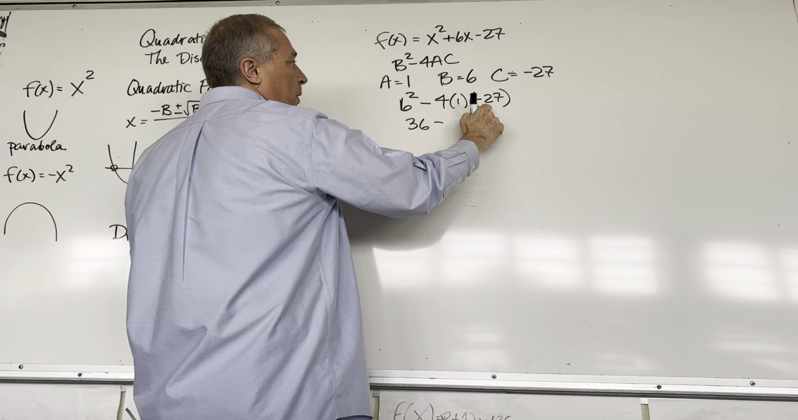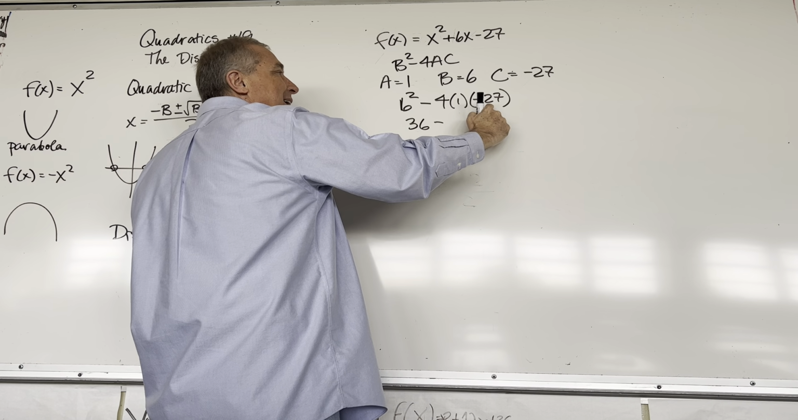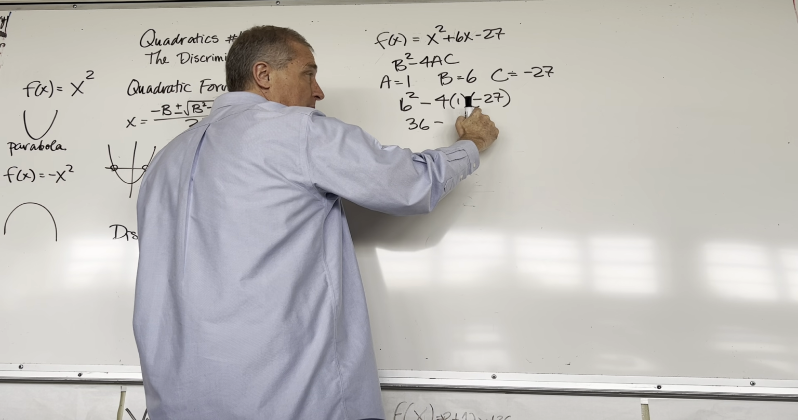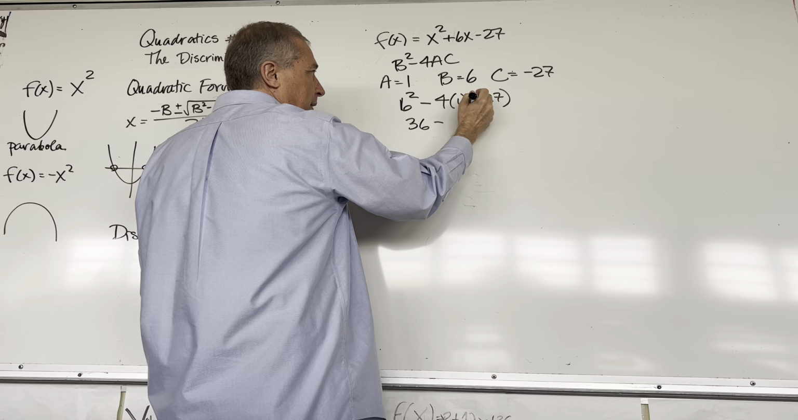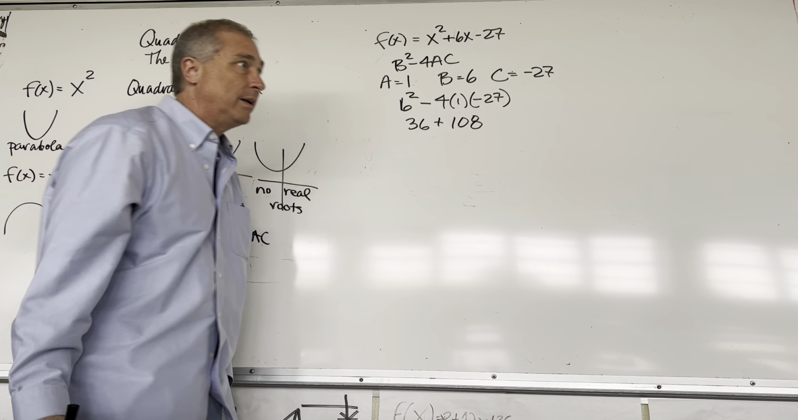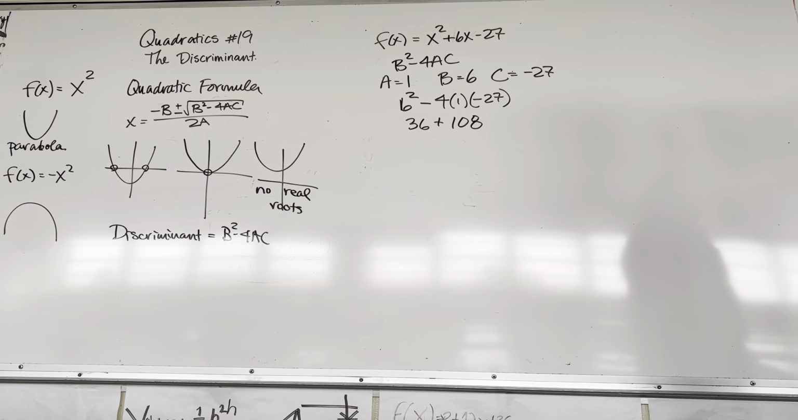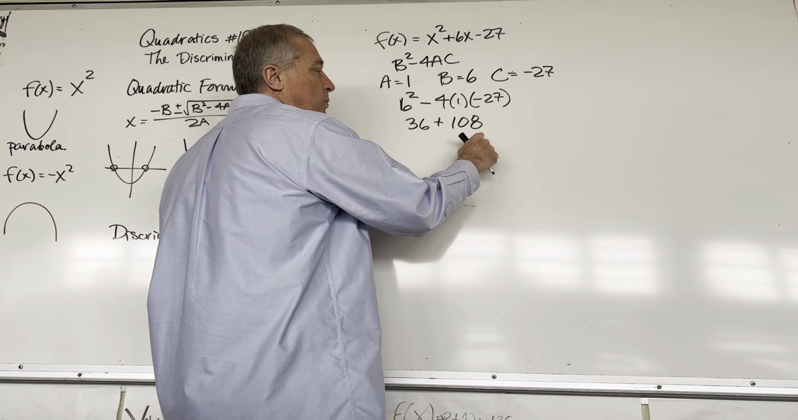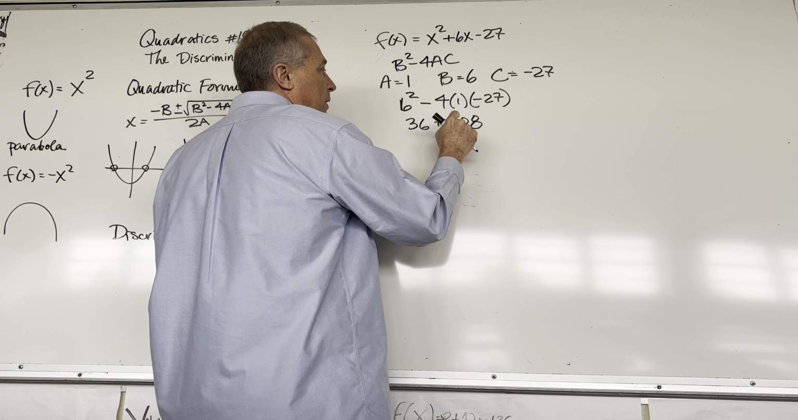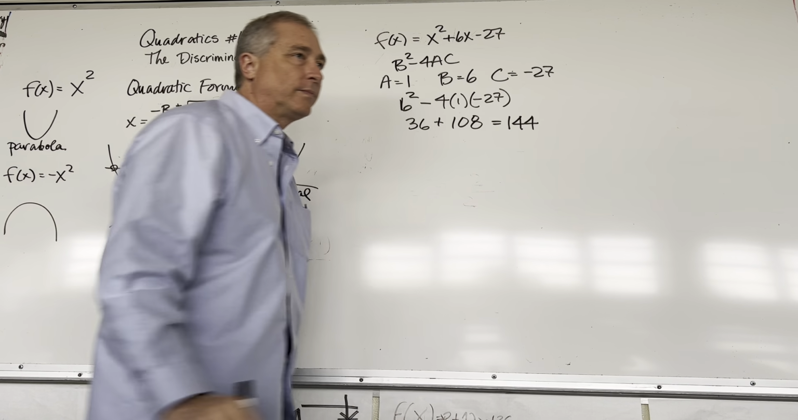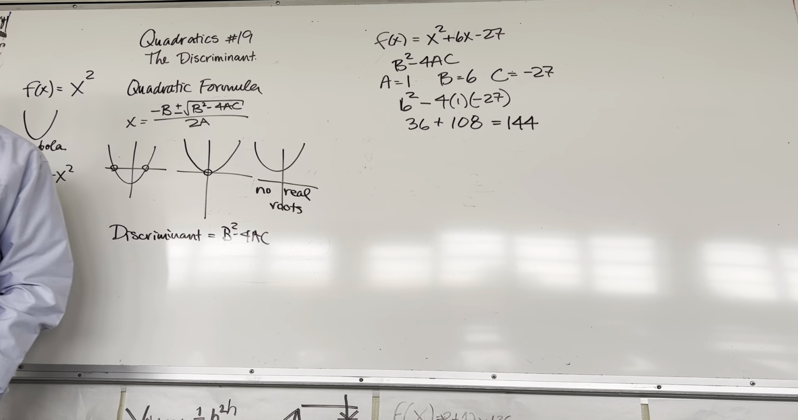So let's do this part. 4 times 20 is 80, and 4 times 7 is 28. So that's 108. Does that make sense? Okay, and it's negative times a negative. Positive 108. You okay with that? Okay, so far so good. 36 plus 108 is 144. You okay with that? All right. Now how many roots?